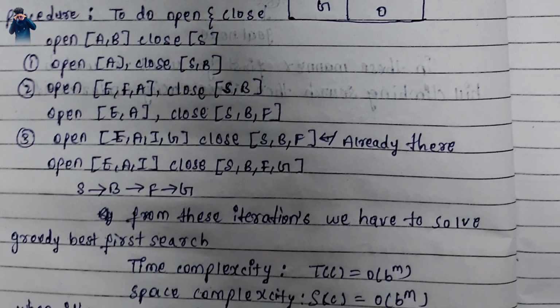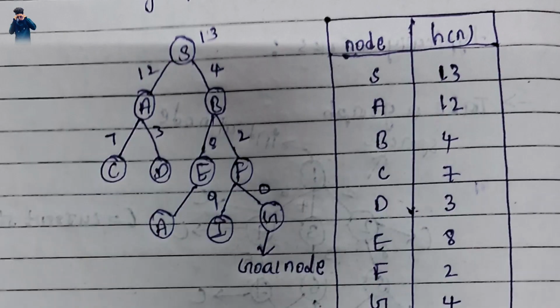Step 1: do open and close. From root node S, open A, B, close with S in square brackets. Open A and close S, B. Because in the graph the passing values are less than and greater than, whenever in that table any less than passing node is passing through root node S, then we have to delete that less than passing node value and keep going with the other nodes in the same iterative way.